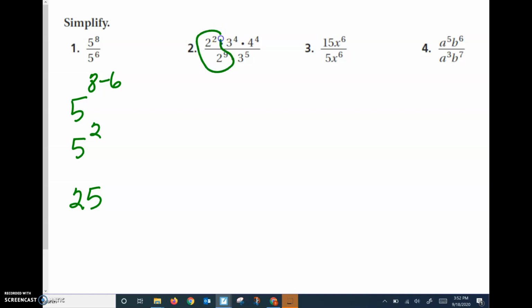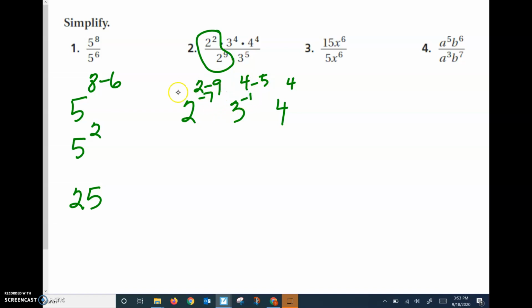Right, number 2 looks super complicated and crazy and confusing, but we just have to remember we're looking at things that have like bases. So this is a like base of 2, and we're going to do 2 minus 9. Then we have the like bases of 3, and we have 4 minus 5. And nothing matches the 4, so we just have 4 to the 4th. Okay, 2 minus 9 is a negative 7.